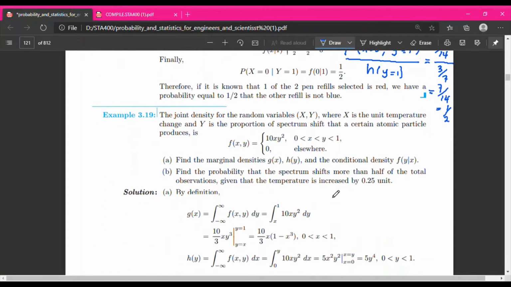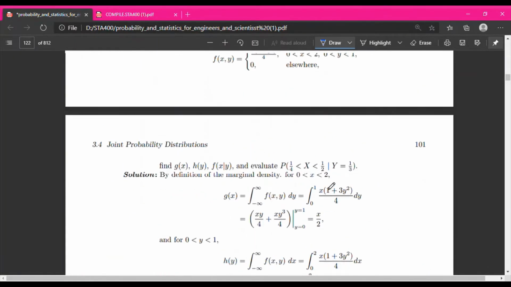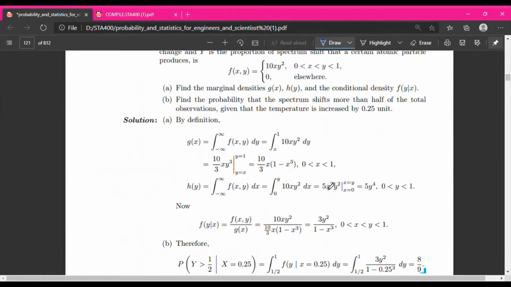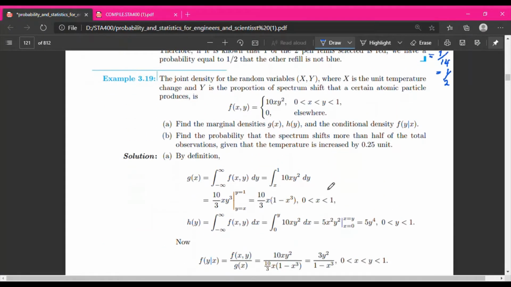Okay, let's say ini I tunjuk. This one. Okay, ini untuk continuous. Okay, this is the function and this is the interval. Okay, seems here the intervalnya adalah overlap between x and y kat sini. Okay, find the marginal of gx dan hy and the conditional density fy given x.